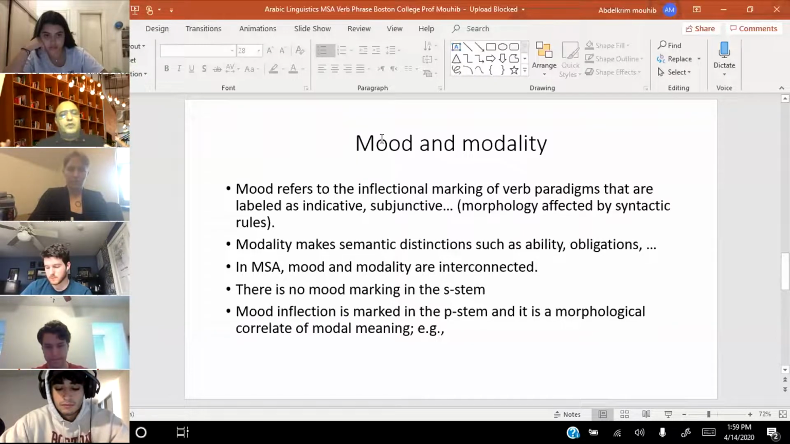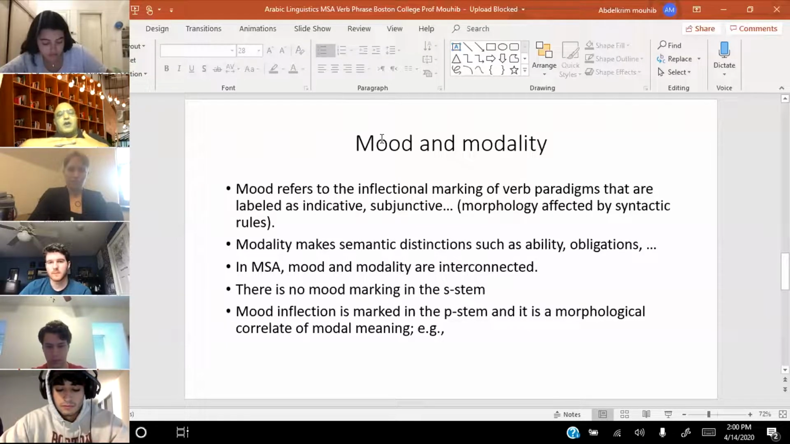So, subjunctive mood, or the indicative mood. Subjunctive mood in English would be, for example, "I suggest you should, right? You should do something." So what's unique about the English language is the fact that mood and modality work together.